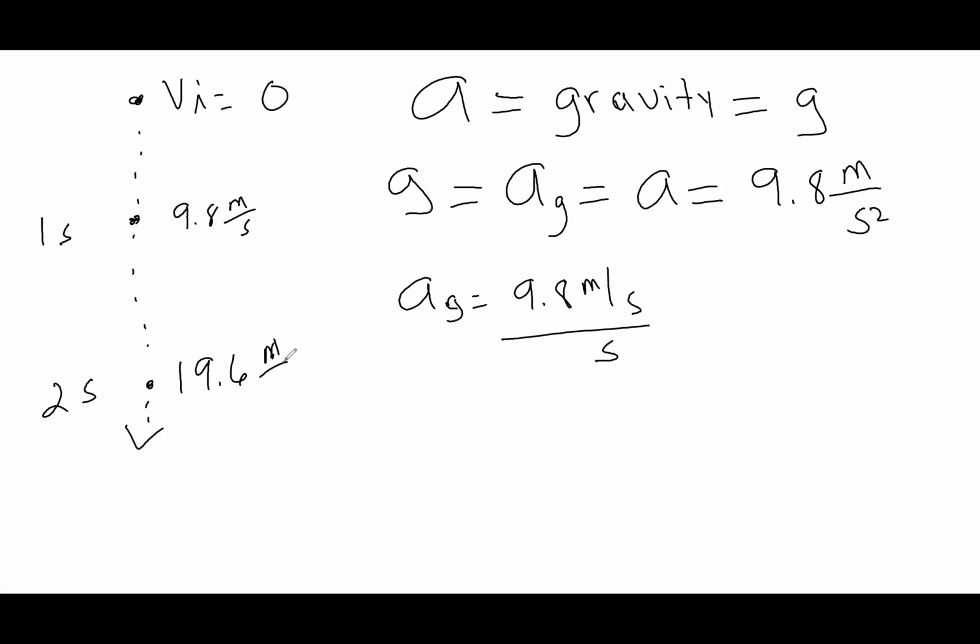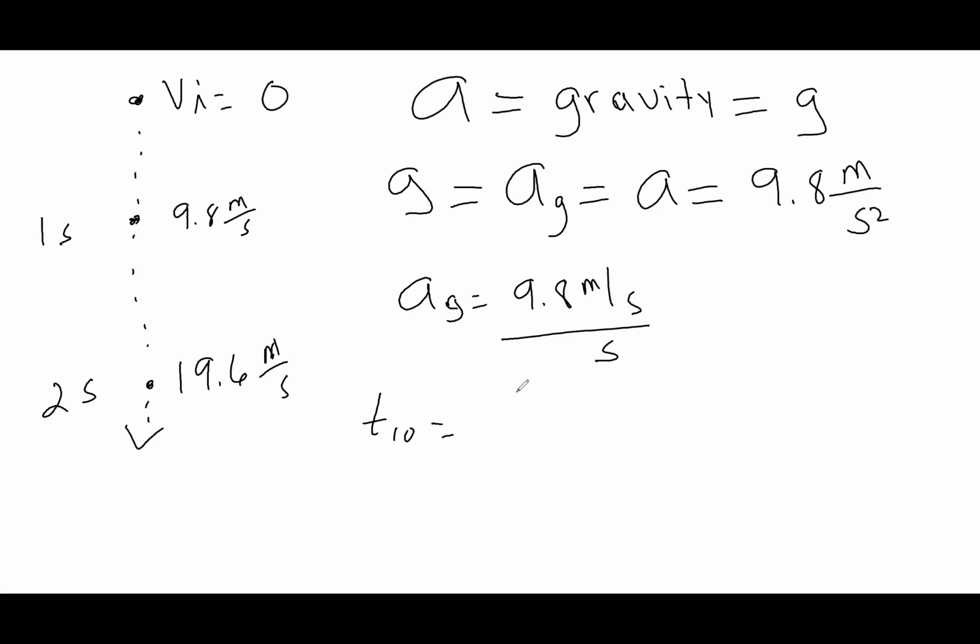Because what's happening is every second that passes, its speed increases by 9.8 meters per second. That's what it means. It's accelerating constantly. It's constantly getting faster by 9.8 meters per second every second. So that when 10 seconds has passed, we know I can multiply this by 10.